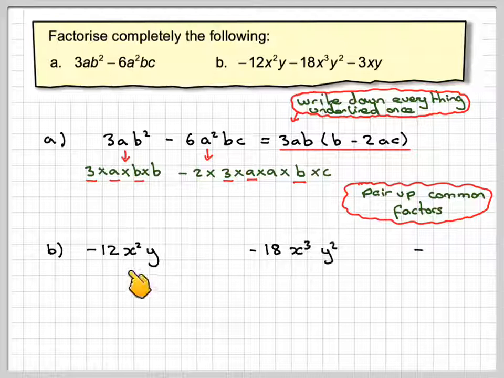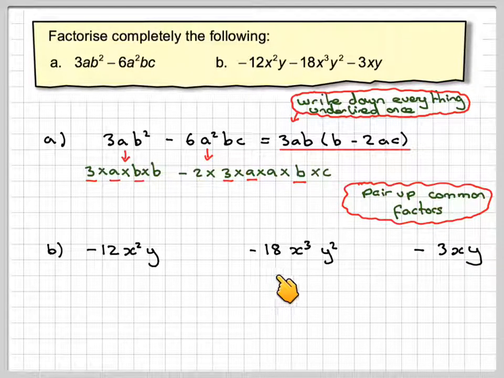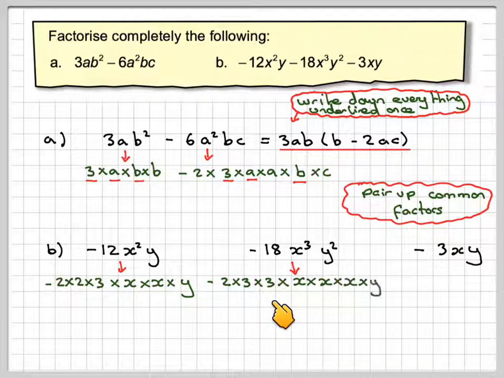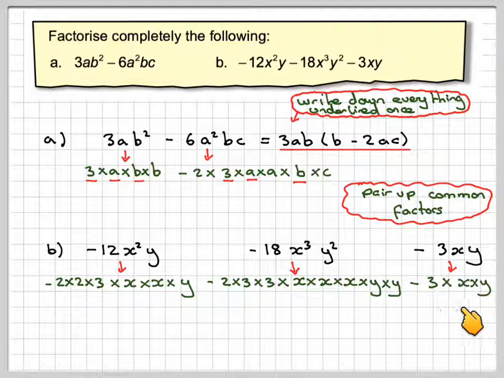Next, we've got minus 12x squared y, and I've actually left a bit of a space between each of these for a reason. Minus 18x cubed y squared, minus 3xy. So here we've got minus 2 times 3, which makes 12. x times x, which is x squared, y, and here we're going to have minus 2 times 3 times 3. For x cubed we're going to have x times x times x, and then y squared, y times y, and the last one we've just got 3 times x times y.